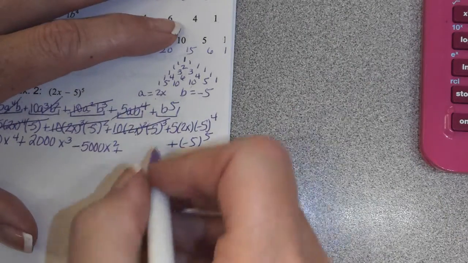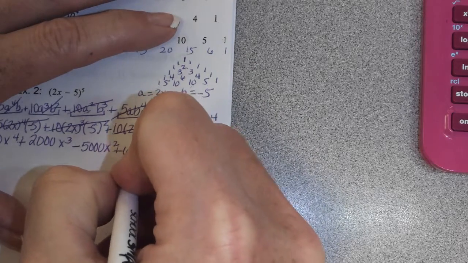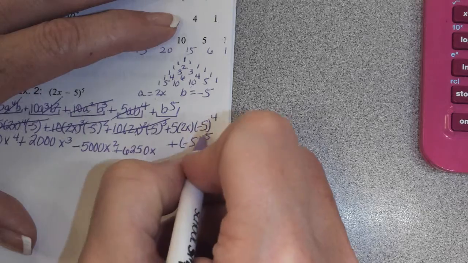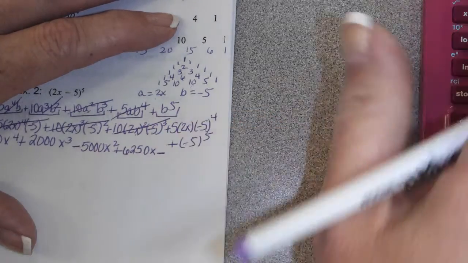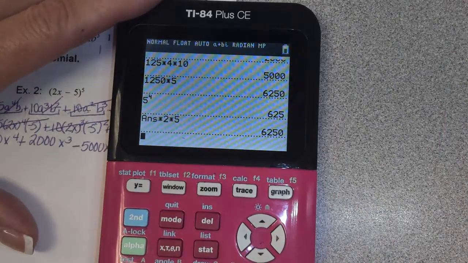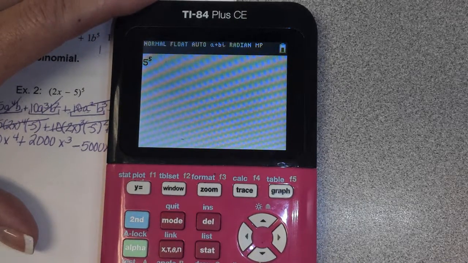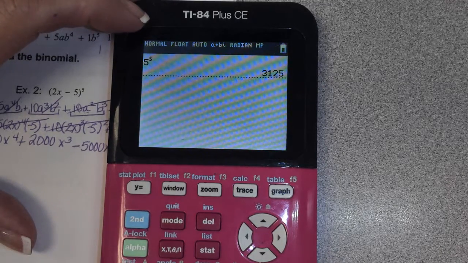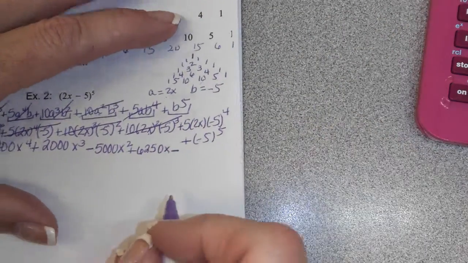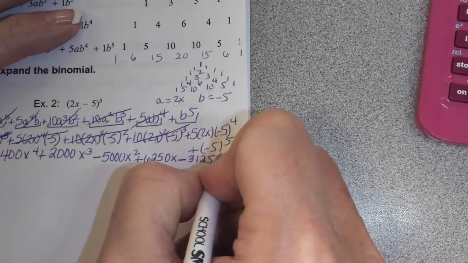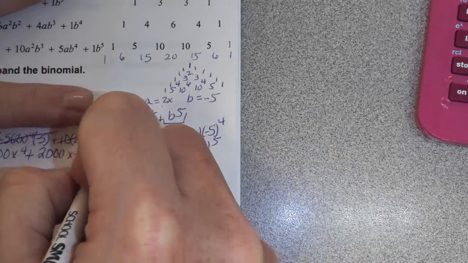$62.50. Okay, just wanted to make sure. Plus $62.50x, and then a negative raised to the 5th power is going to be negative, and 5 to the 5th. Don't really remember that. Yes, I'm a math teacher, but I don't know that one. 5 to the 5th, 3125. All right, I'll remember that from now on. 3125. All right, so here we go.